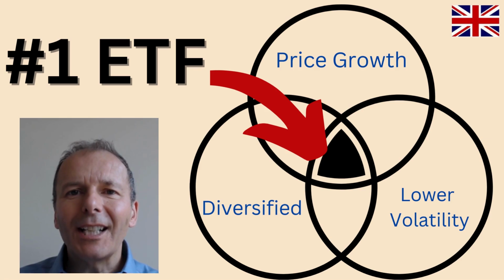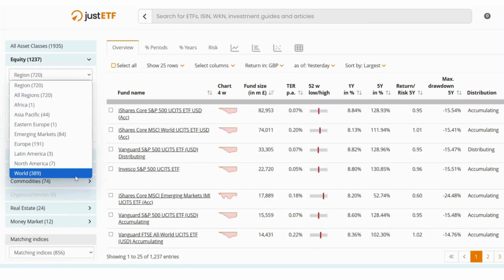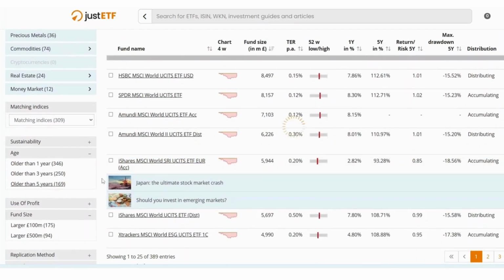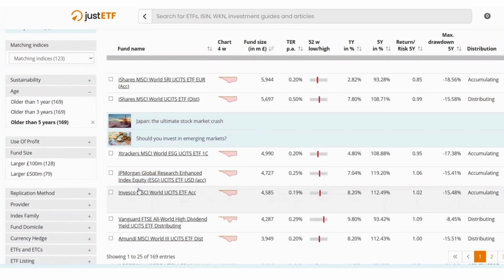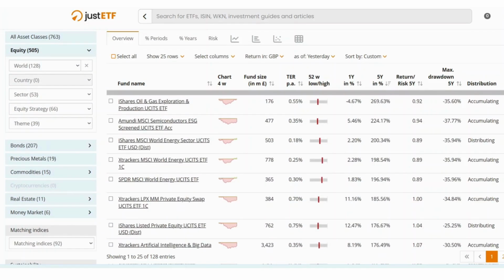Let's look at how to select an ETF in terms of criteria such as price growth, volatility, and diversification. The website justetf.com has an excellent screener that can help you find the ETFs that meet your criteria. So we're going to look for equity, region in terms of world, an age older than 5 years, and a size larger than 100 million. And then maybe look at something like 5-year return, and sort on those.